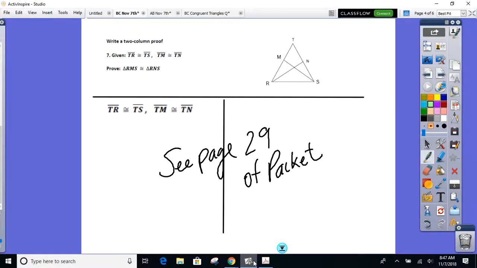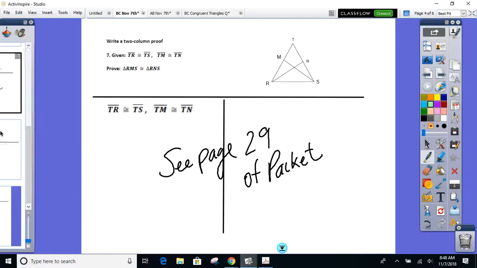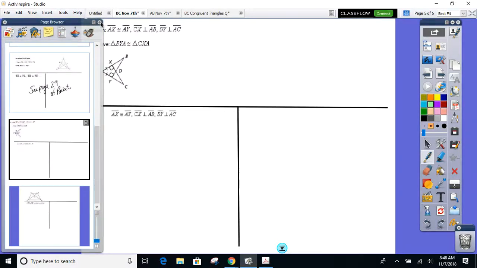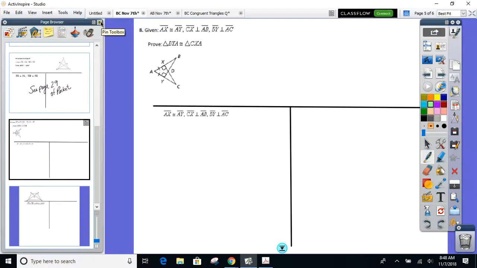Okay, so again, this first one here, go ahead and see page 29 because we did it, I think, yesterday. All right, first one we did yesterday. All right, let's move on. The only difference with today and yesterday is just now there's more overlapping to it. Okay, more overlapping to these triangles, and it may be a little difficult for you guys to figure out the method of proving them congruent because they overlap so much.